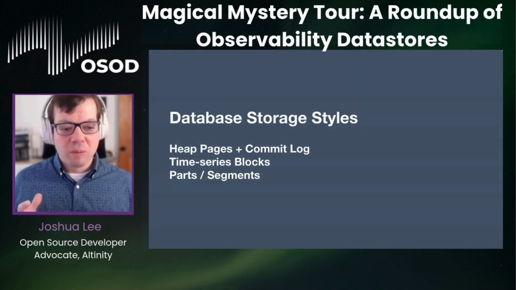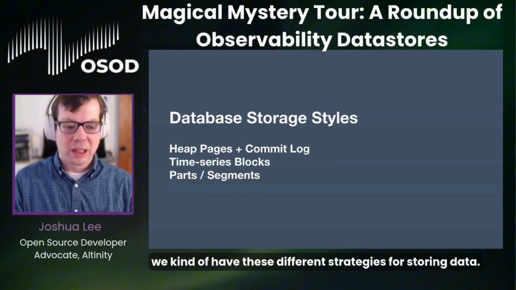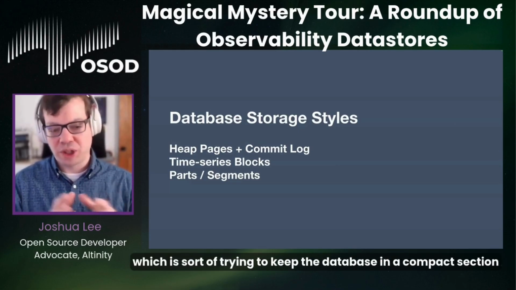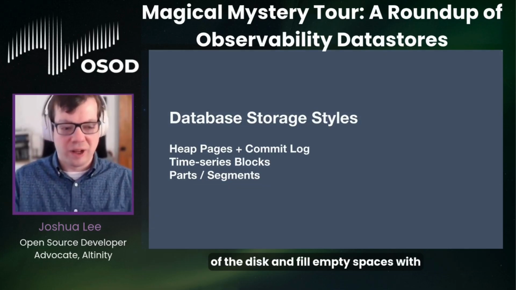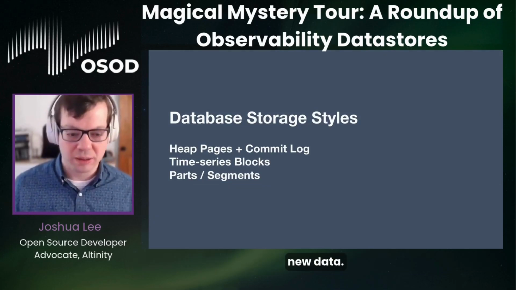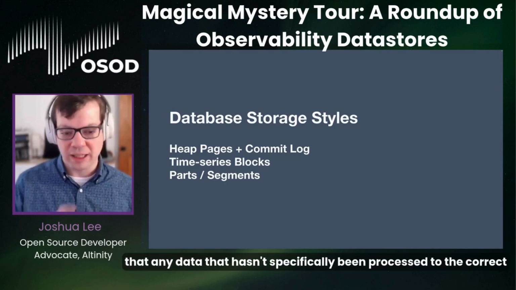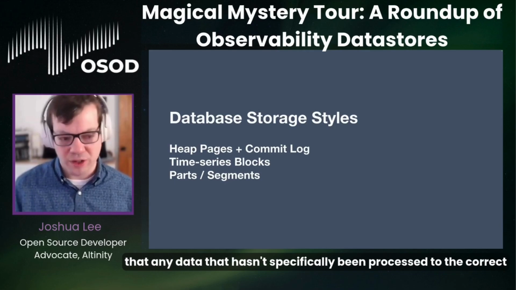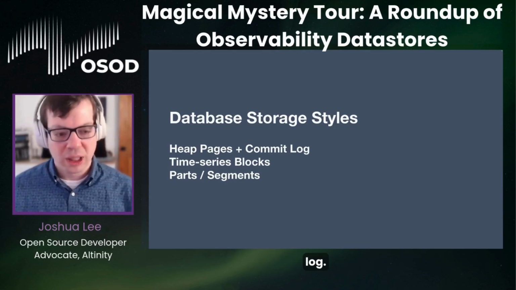So at a high level, we have these different strategies for storing data. We can store heap pages, which is just trying to keep the database in a compact section of the disk and fill empty spaces with new data. We can use a commit log for additional durability, so that any data that hasn't specifically been processed to the correct place on the disk can be replayed from the commit log.